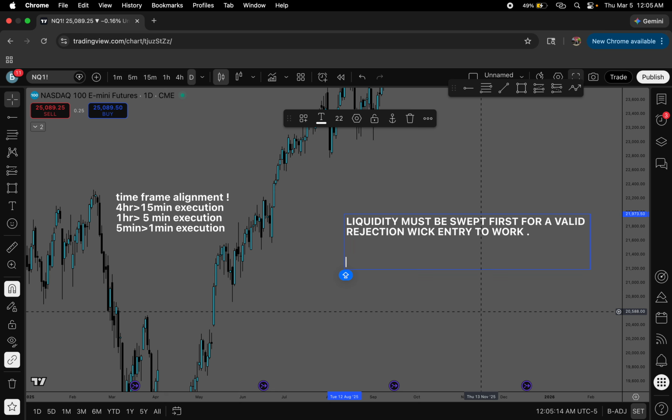And if the body is small but the wick is long, use the golden entry settings.